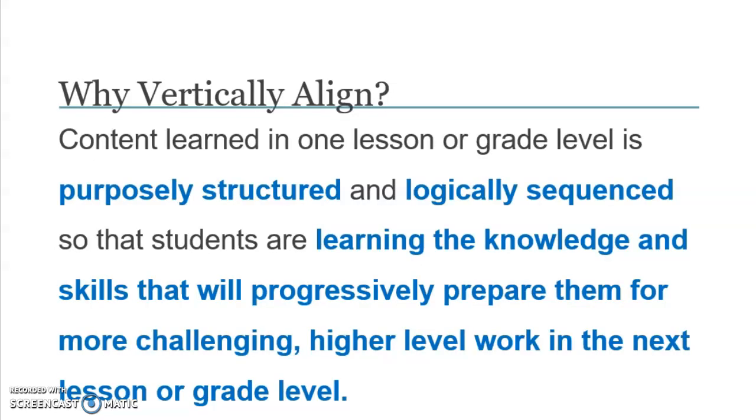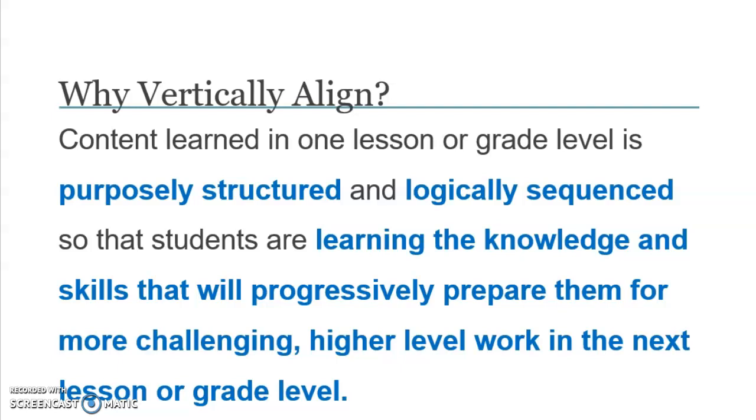For education, it's important that we vertically align because content learned in one lesson or grade level is purposefully structured and logically sequenced so that students are learning the knowledge and skills that will progressively prepare them for more challenging, higher level work in the next lesson or grade level. So what we do in kindergarten builds into what we do in first grade. What we do in first grade builds into what we do in second grade. The TEKS are scaffolded up and add a little bit more rigor and content complexity as you go throughout.